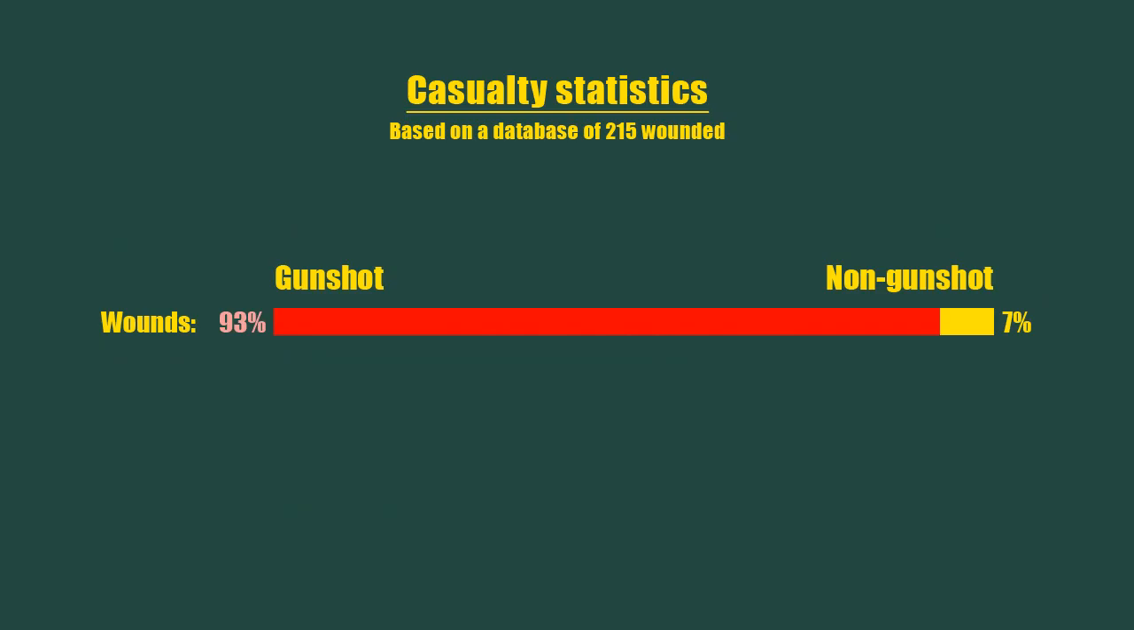But this number may be inaccurate. Since the data comes from media reports and donation sites, gunfire wounds, which are more dramatic and thus more likely to be reported, may be overrepresented in the data. The actual percent of non-gunshot wounds may have been a bit higher, say 10 to 15%.